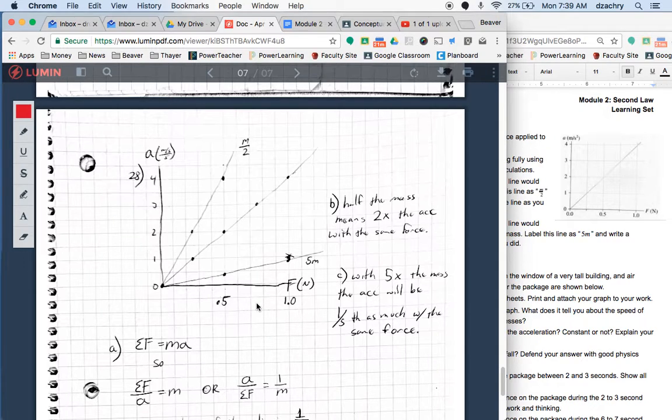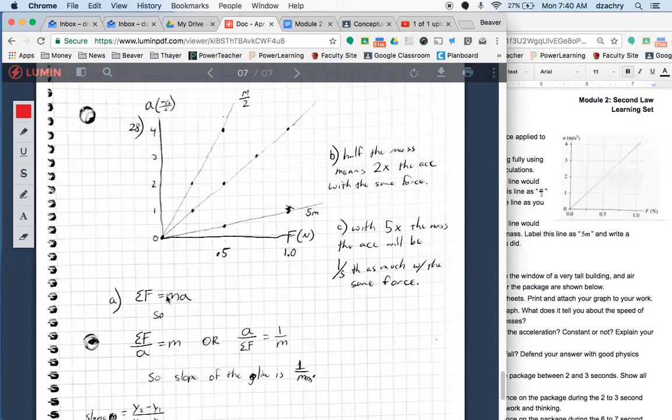Now, if the mass were 5 times bigger and I used the same amount of force, then the acceleration would be 1/5 as much, because they need to multiply to the same number. So here, the acceleration is 2 meters per second squared. 1/5 of that is 0.4 meters per second squared. And here, the acceleration is 4 meters per second squared. 1/5 of that is about 0.8 meters per second squared. And so there is my line for 1/5. It would be much lower.